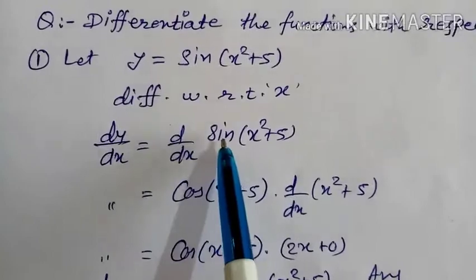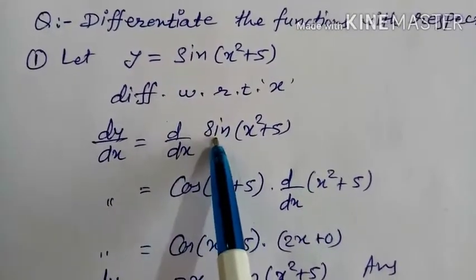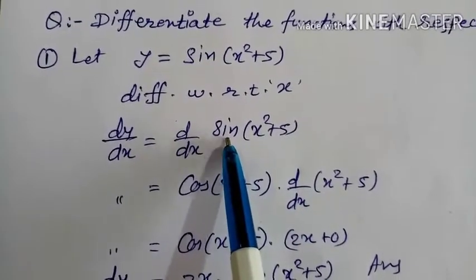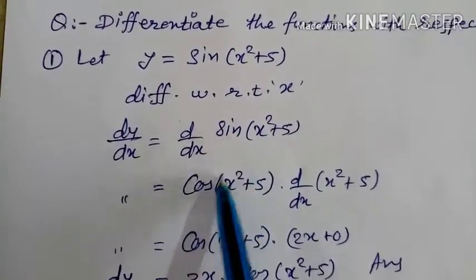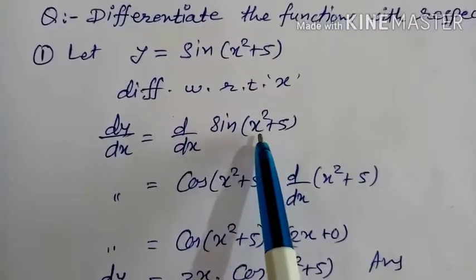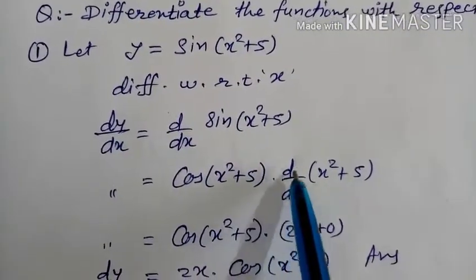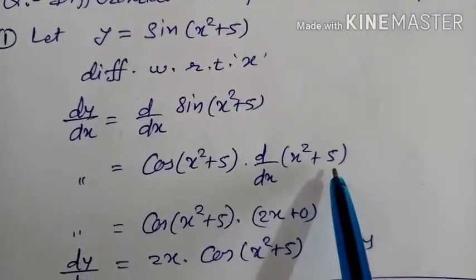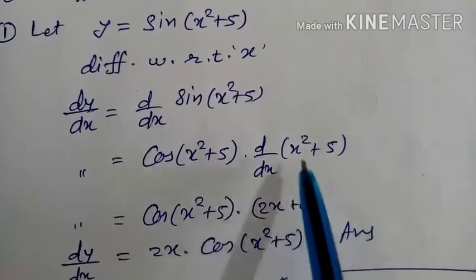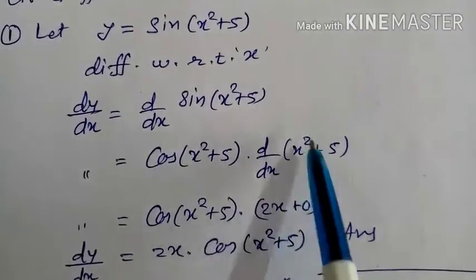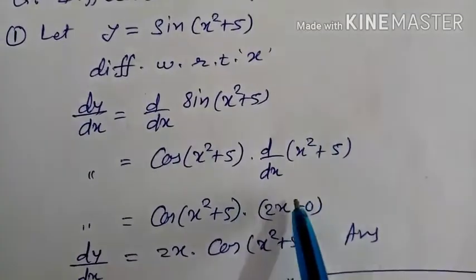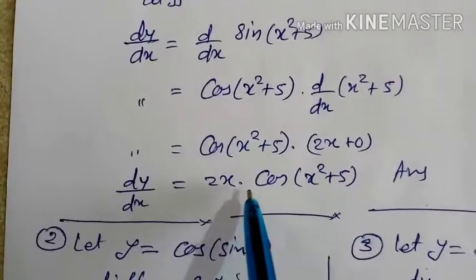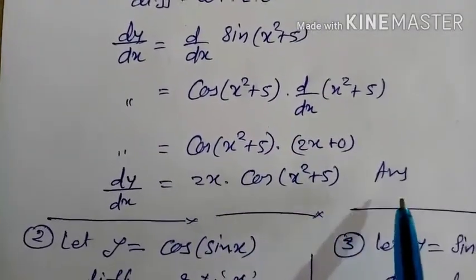First we will differentiate sin x. So this is the sine function, and after that it is a polynomial. The derivative of sin x is cos x, so it is cos, and here x is x² + 5. Now d/dx of x² + 5 by chain rule: 5 is a constant, so its derivative is 0, and the derivative of x² is 2x. The 2 comes here and the power is 2 minus 1, that is 1, so only 2x remains. Write this 2x first, and 2x cos(x² + 5) is our answer.